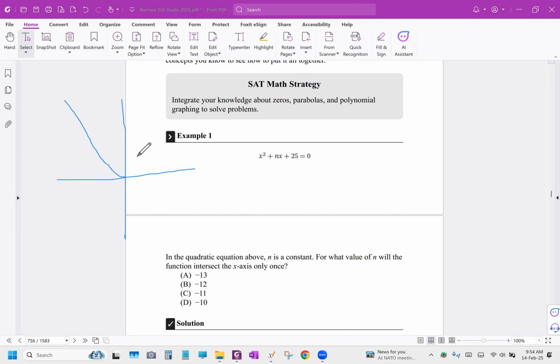The situation can look like this, or the situation can look like this. I think this is probably the only situation, because if you just write it like this, then this parabola is going to intersect the x-axis in two points. So in this situation, it is going to intersect the x-axis in only one point, only one coordinate.